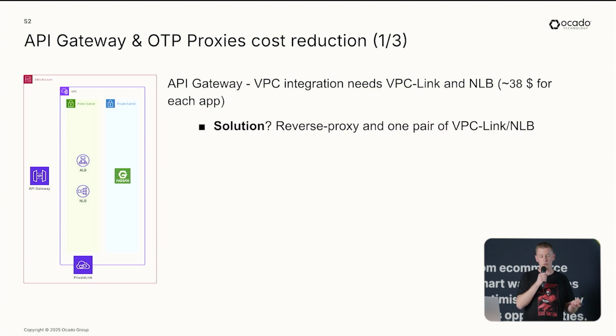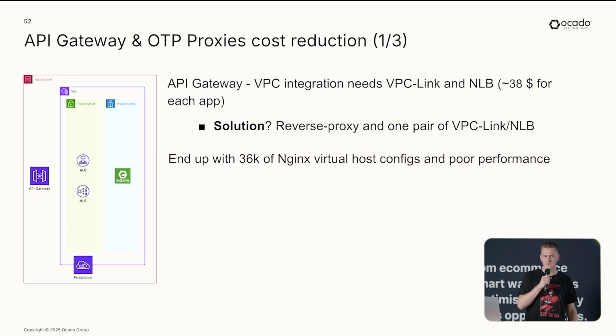And what we're using is a reverse proxy inside the VPC, inside the private subnet, that uses just a single pair of VPC link and network load balancer per account. But that solution was not ideal at first. At some point in time, we ended up with 36,000 individual Nginx configuration files and a poor performance.